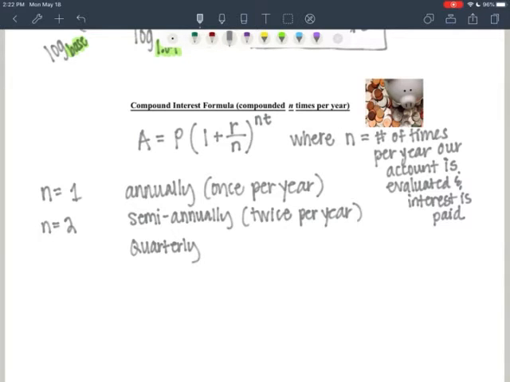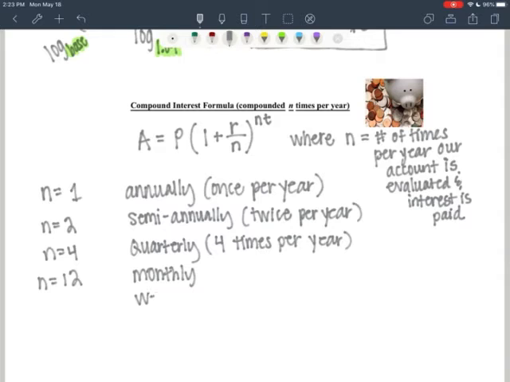Another type of compounding is quarterly, and that's when they evaluate your account 4 times per year, because there are 4 quarters in a year. So that would be N equals 4. And what would N be if it was monthly? You probably guessed it, 12.